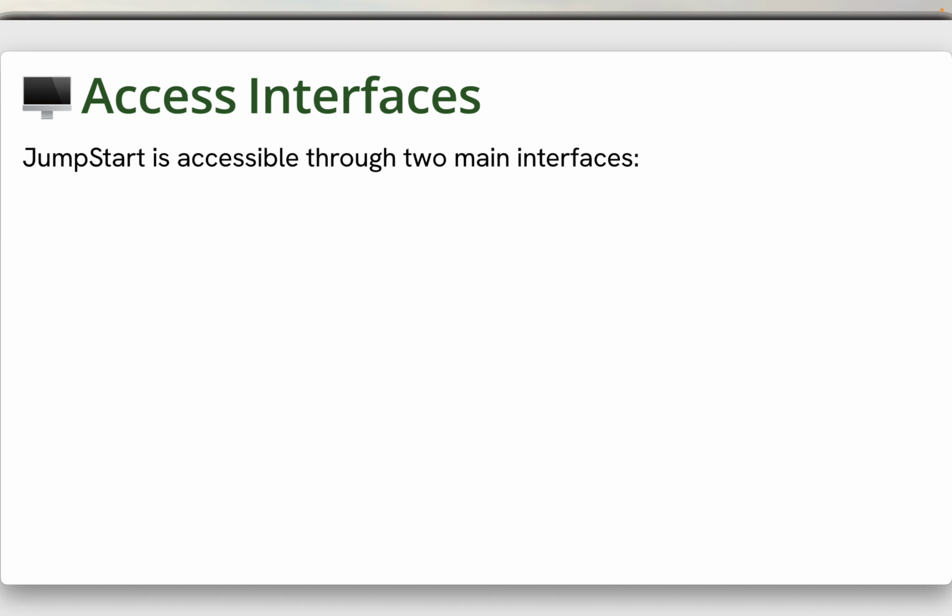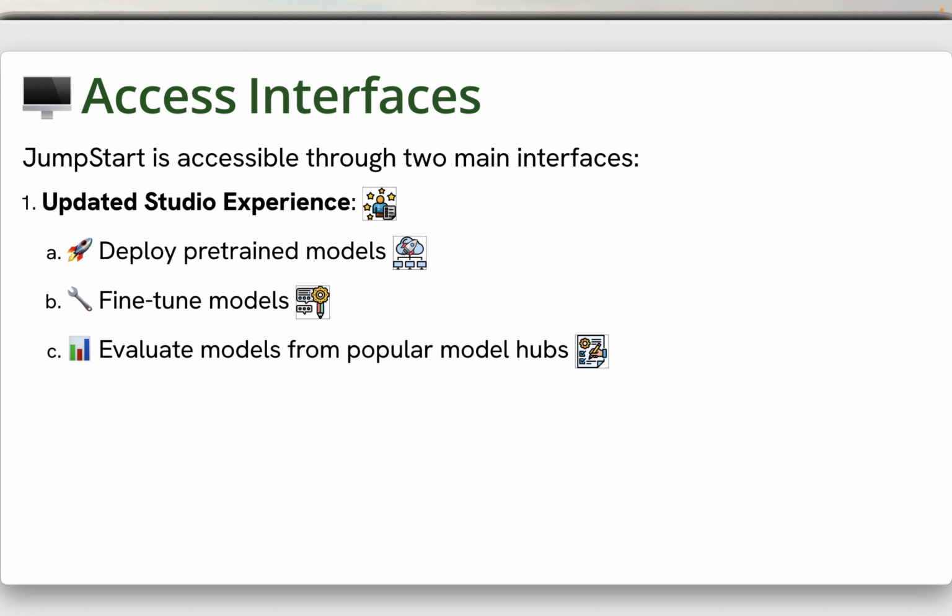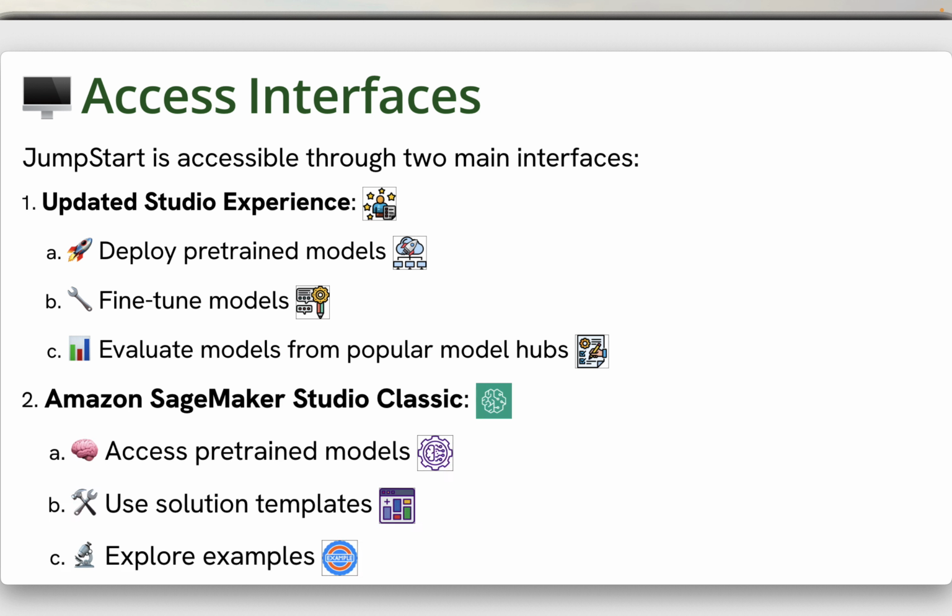So access interface. Jumpstart is accessible through two main interfaces. One is Studio, I talked about, SageMaker Studio, wherein you can deploy pre-trained models, you can fine-tune models, and you can evaluate models from popular model hubs. Then Amazon SageMaker Studio Classic, wherein you can also access pre-trained models, use solution templates, and explore examples.